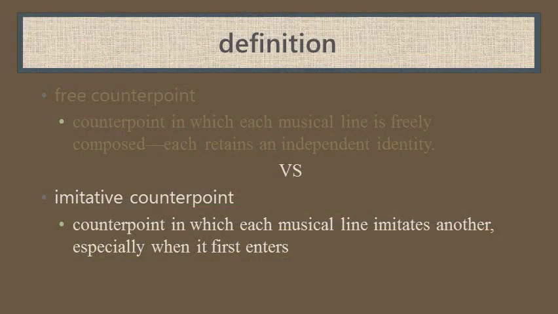Imitative counterpoint is counterpoint in which each musical line imitates another, especially when it first enters. So we can contrast this with free counterpoint, in which we have distinct lines. So free counterpoint and imitative counterpoint both involve more than one musical line which shares a coherent relationship. In imitative counterpoint, however, they share the additional relationship of melodic or motivic content between these individual musical lines.